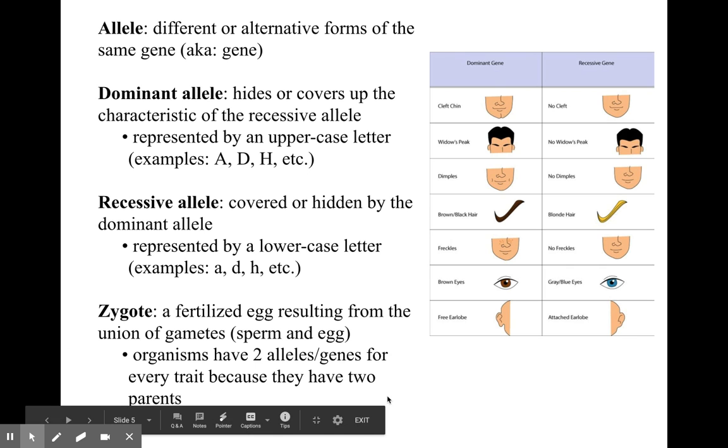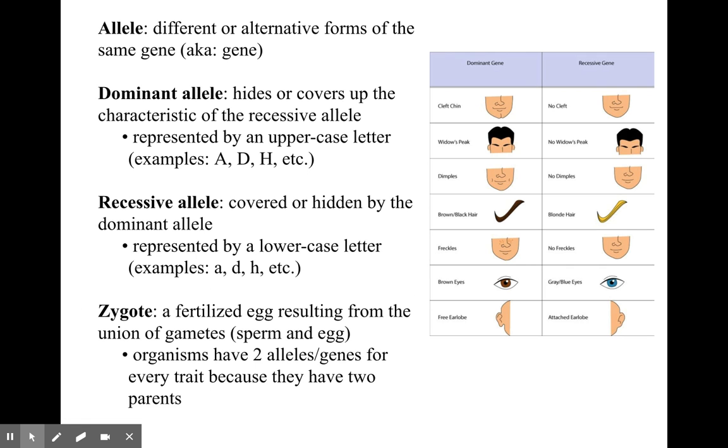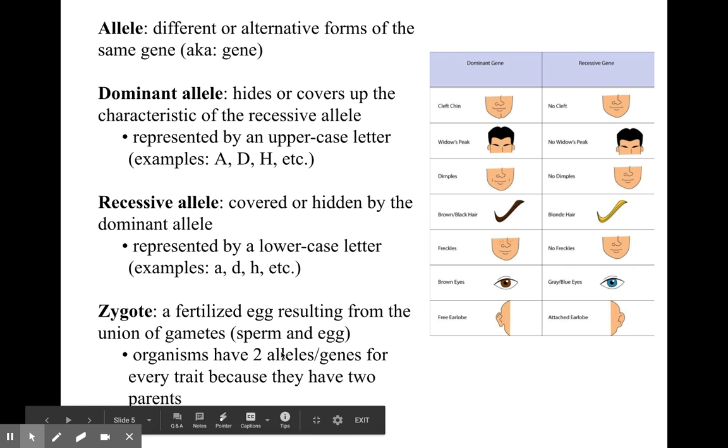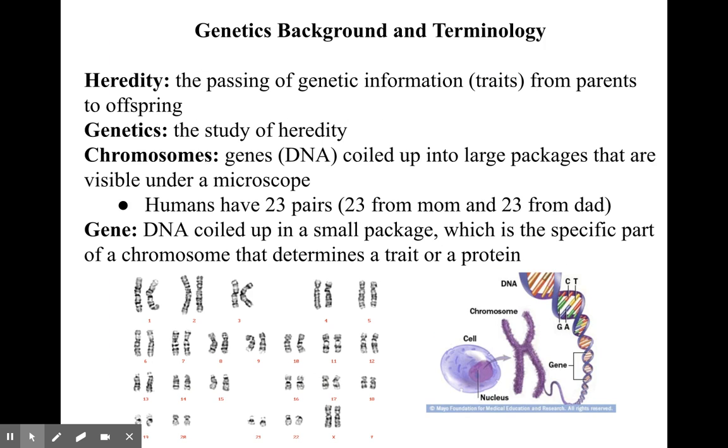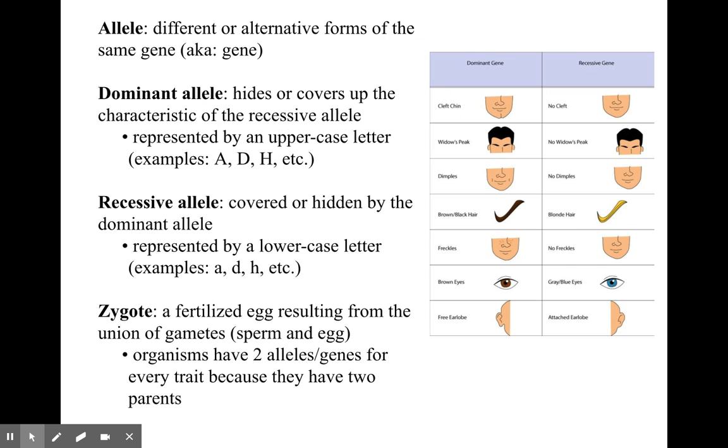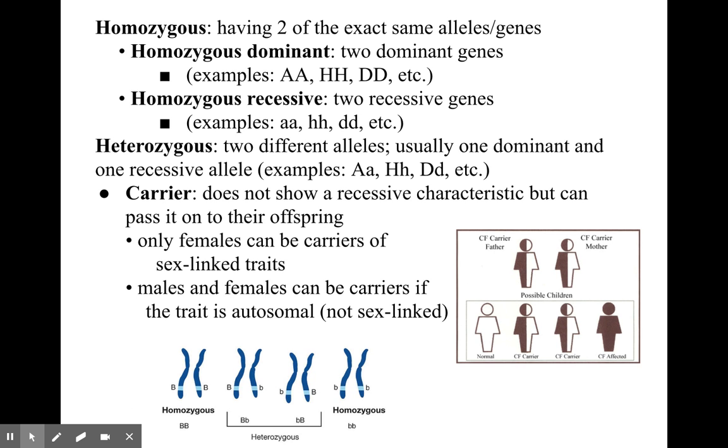Now, this is something we haven't talked about yet, right? Zygote is just a fertilized egg because we are joining sperm and egg to create a new organism, or offspring. And so you have two alleles for every trait because you have two parents. So that goes back to this picture again. You got one from your mom, one from your dad. So you have two alleles for every trait simply because you have two parents. All organisms who reproduce by sexual reproduction will have two parents. So therefore, they have two versions of the gene.